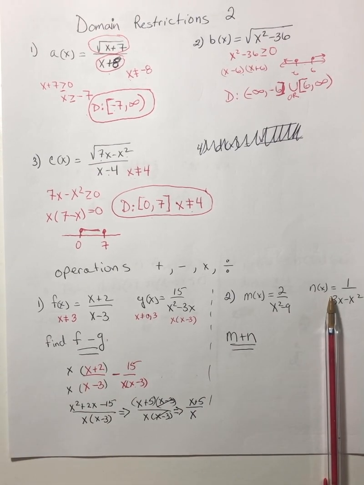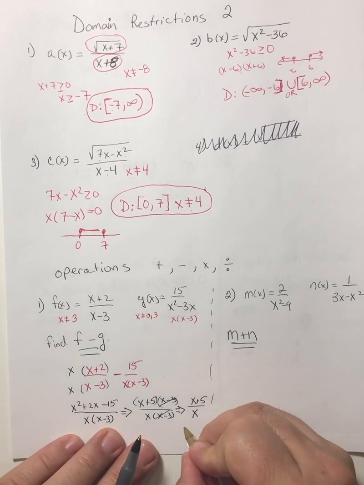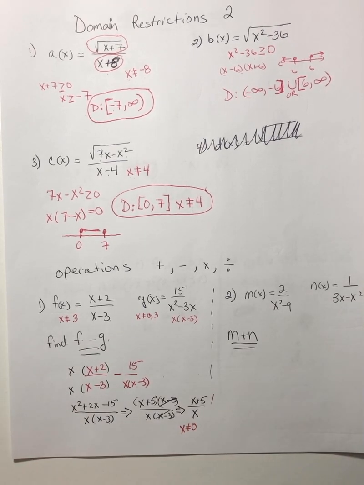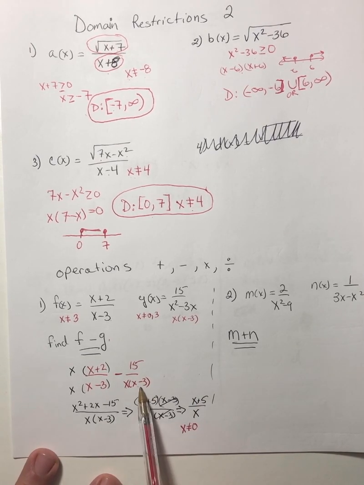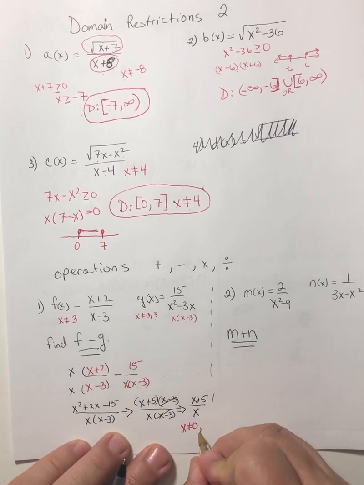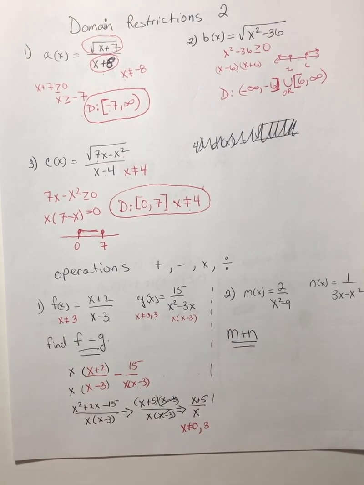And you're going to say you're done. No, you're not done, because we have to worry about our domain restrictions. Right now, what's our domain restriction? That's right, x cannot be 0. That's it? No, it's not it, because in the original problem, x could also not be what number? That's right, x can't be 3. So we have to include the original pieces.